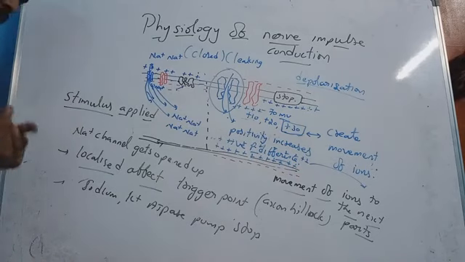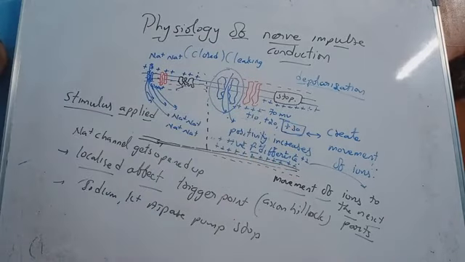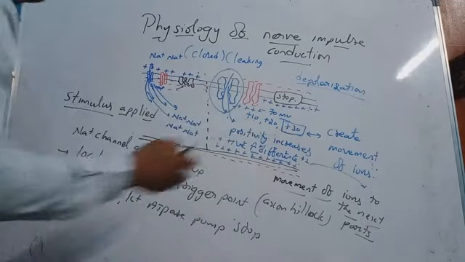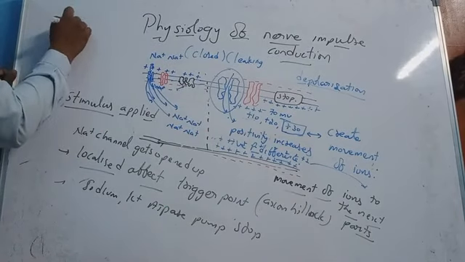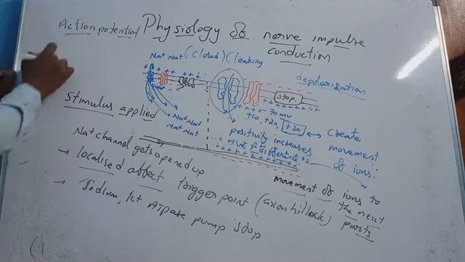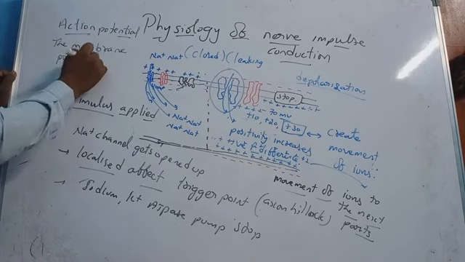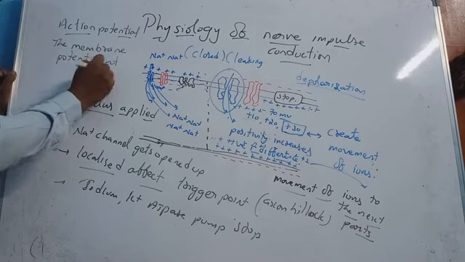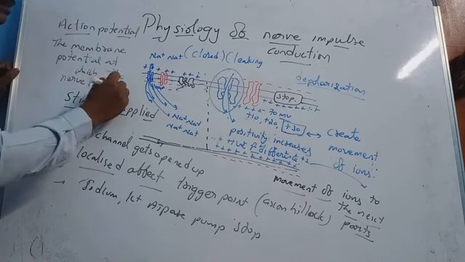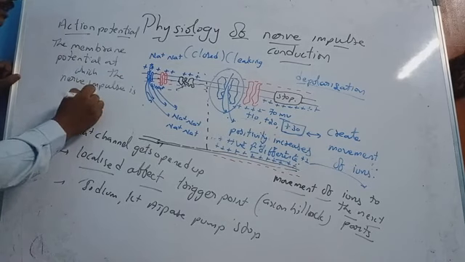Very important point. Now because of this rapid influx of the ions, what happened? There is some positivity which has developed and it has started moving these ions from the depolarizing site to the next site. Now what do you call that one? That is called as action potential. So what is action potential? The membrane potential at which the nerve impulse is generated. Nerve impulse is generated. That is called as action potential.